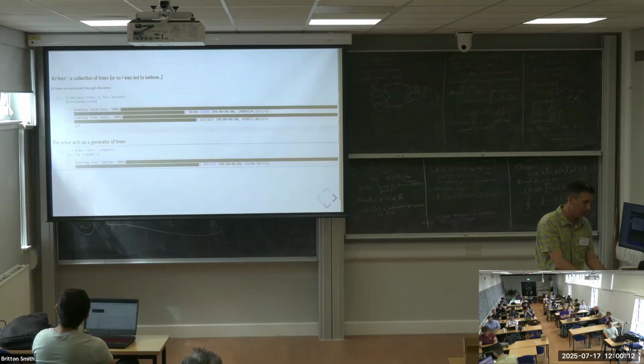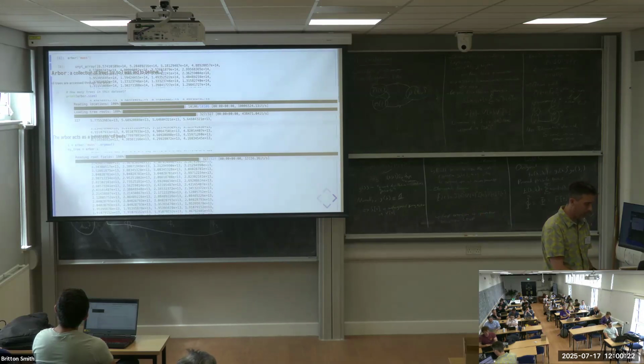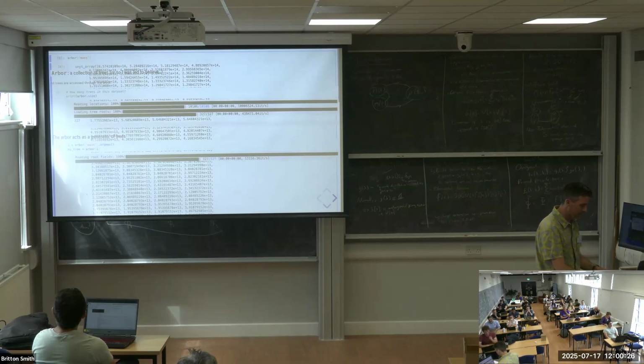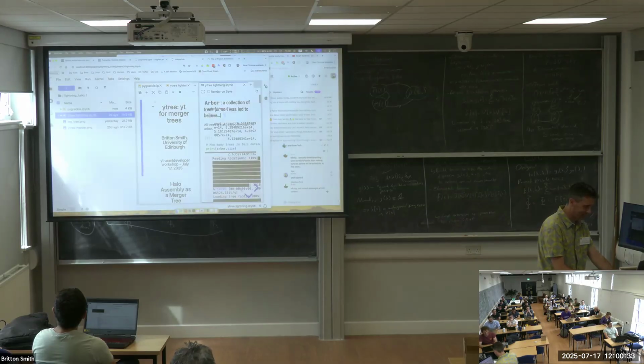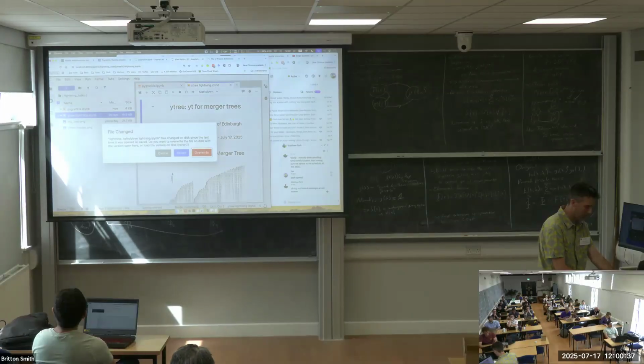So that's going to give me this ytree object. If I do, for example, arbor mass, you can just see what it looks like. Goes right over the top, but you can see they're just masses. That doesn't ruin everything. Oh, it did. Start this over again.